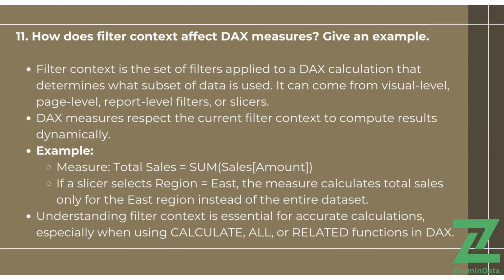Example: measure Total Sales equals SUM of Sales Amount. If a slicer selects region equals East, the measure calculates total sales only for the East region instead of the entire dataset. Understanding filter context is essential for accurate calculations, especially when using CALCULATE, ALL, or RELATED functions in DAX.